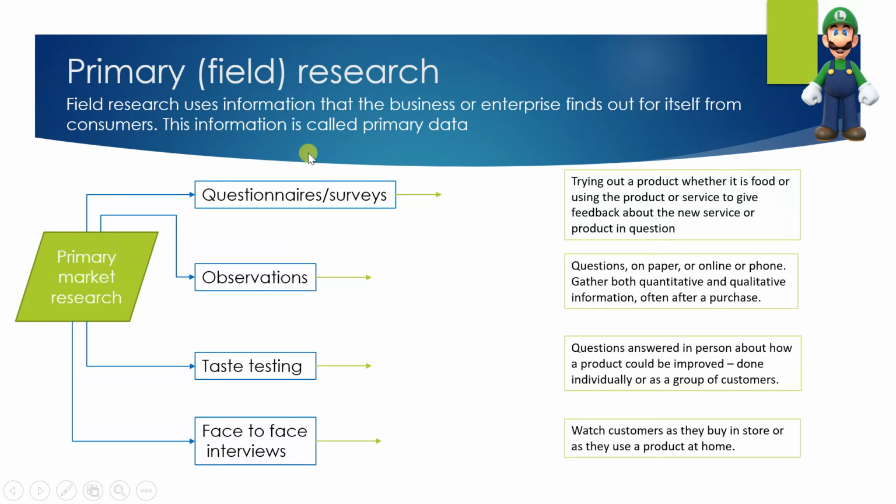As you're on a roll with this matching, then let's have a look at these. We're looking at primary, which is field research. If you remember, field research uses information that the business or enterprise finds out for itself from consumers. This information is primary, it's first hand. You've got the methods on the left and then the definitions on the right.